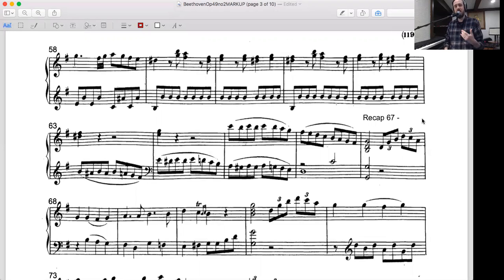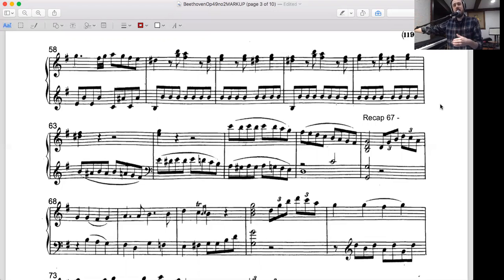Especially that's something you want to be thinking about for identifying the beginning of the recap, right? The main theme is stated in the home key. The main theme will not be stated in the home key before the recap. It just won't. That's the definition of where the recapitulation begins: when we return to the home key and we hear the main theme again. So that's really, really critical. And we're going to stay in that key, unless something really wild happens, for the rest of the recap.